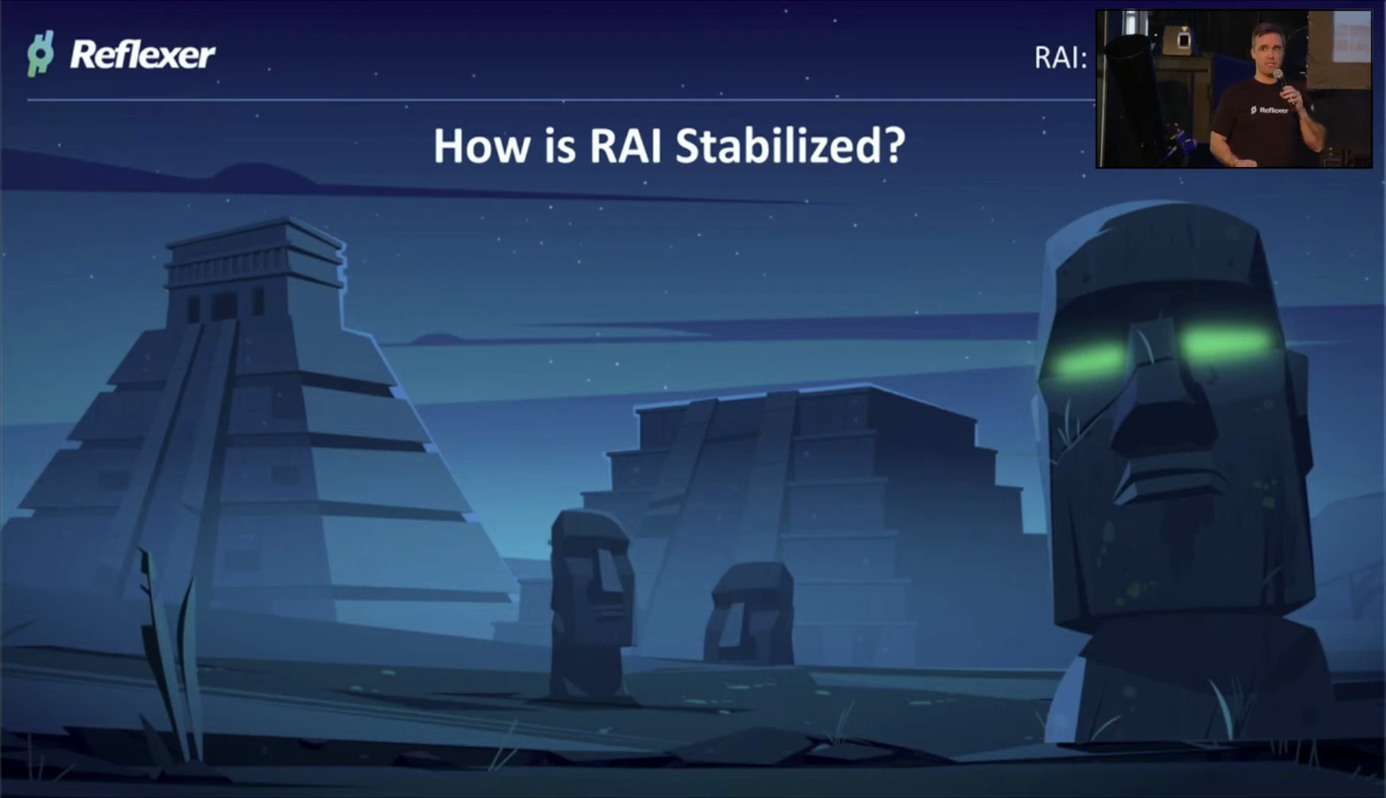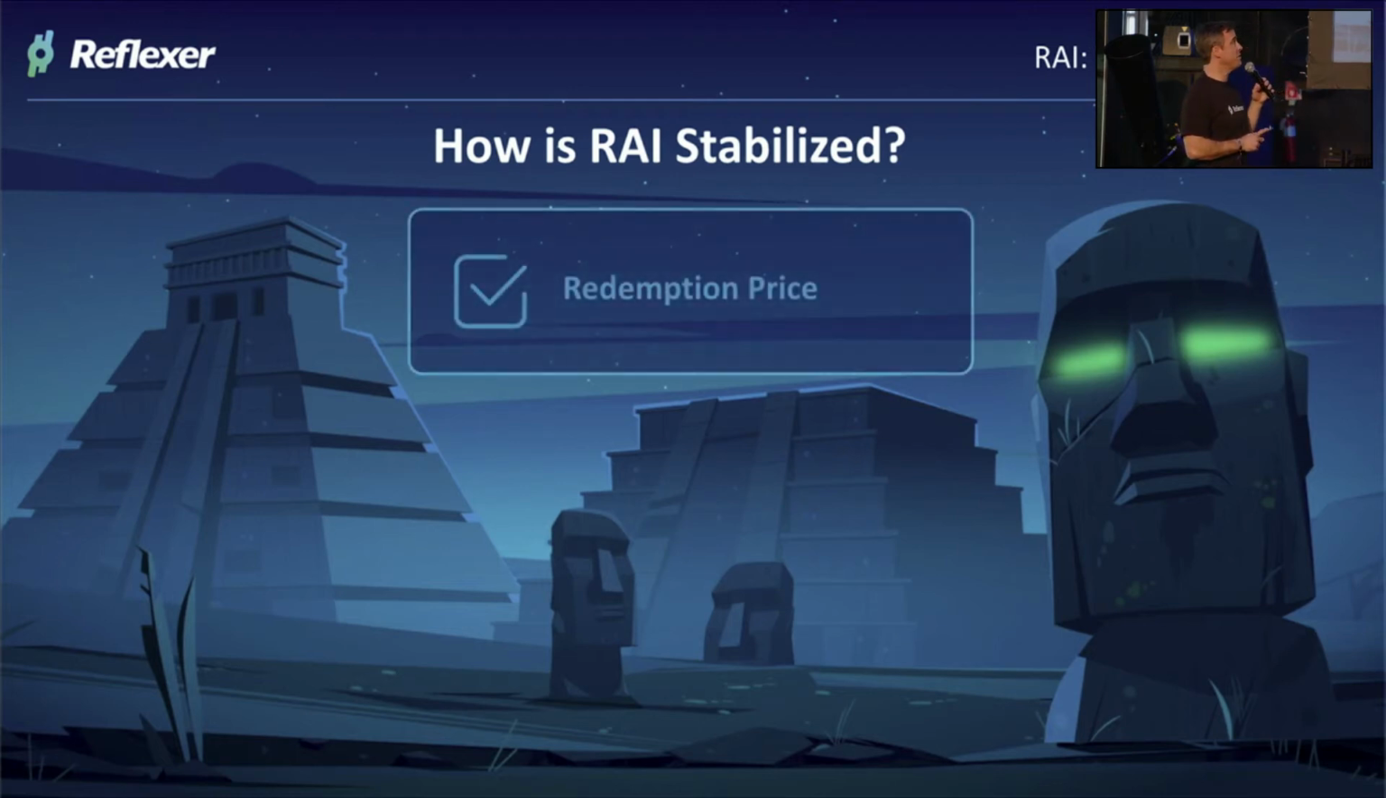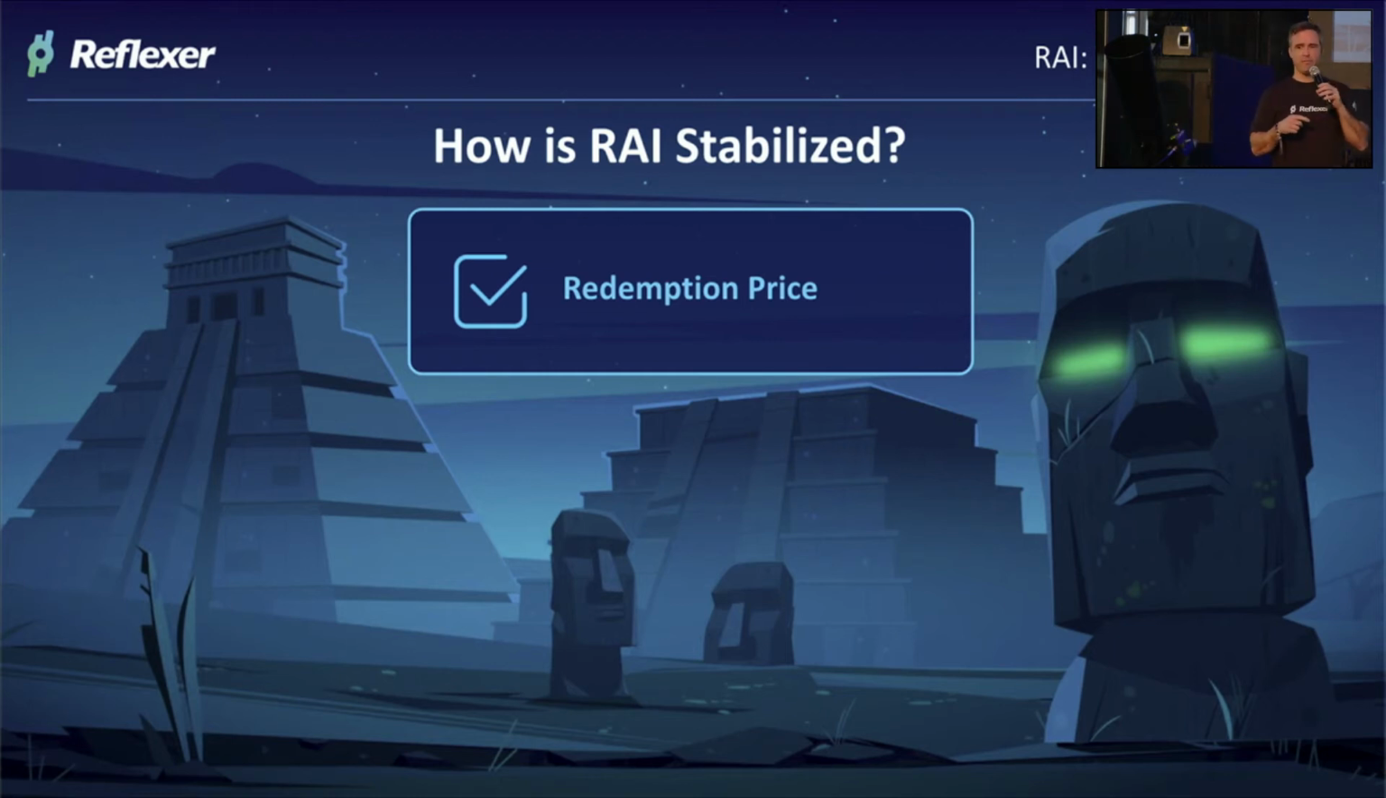Okay, how is RAI stabilized? First, some definitions. The redemption price is the face value of RAI. That is the backing, the amount of Ether that backs each RAI. That's enforced through a process called global settlement that we inherited from Maker. If the system was ever to go through this, then one RAI would be redeemable for that amount of Ether.